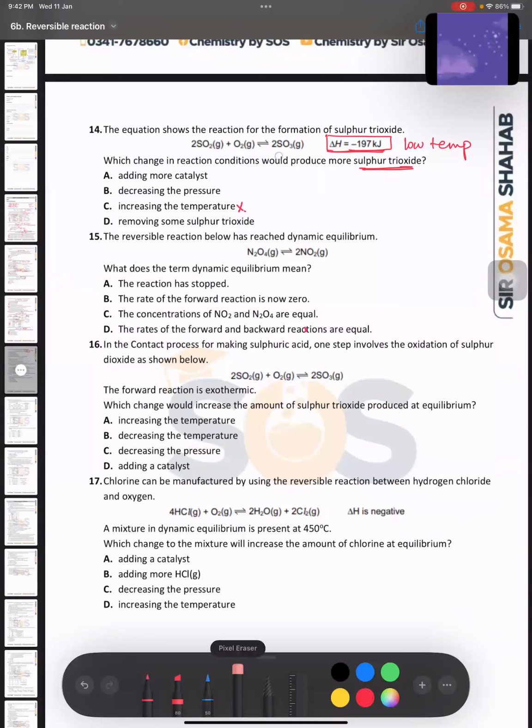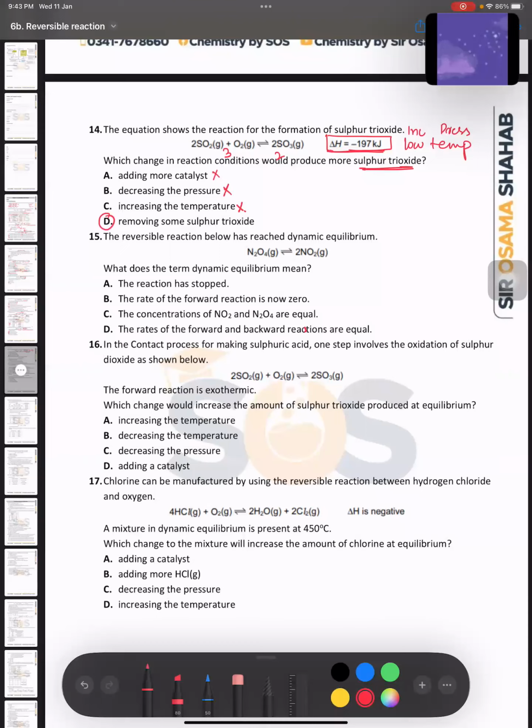One more thing, we have 2 moles over here on the product side, and on the reactant side we have 3 moles. So increase in pressure can also, you can say, increase the yield. So here we have increase in pressure. No, so it's also wrong. And catalyst addition, so there is no effect on products. So the right answer will be D.